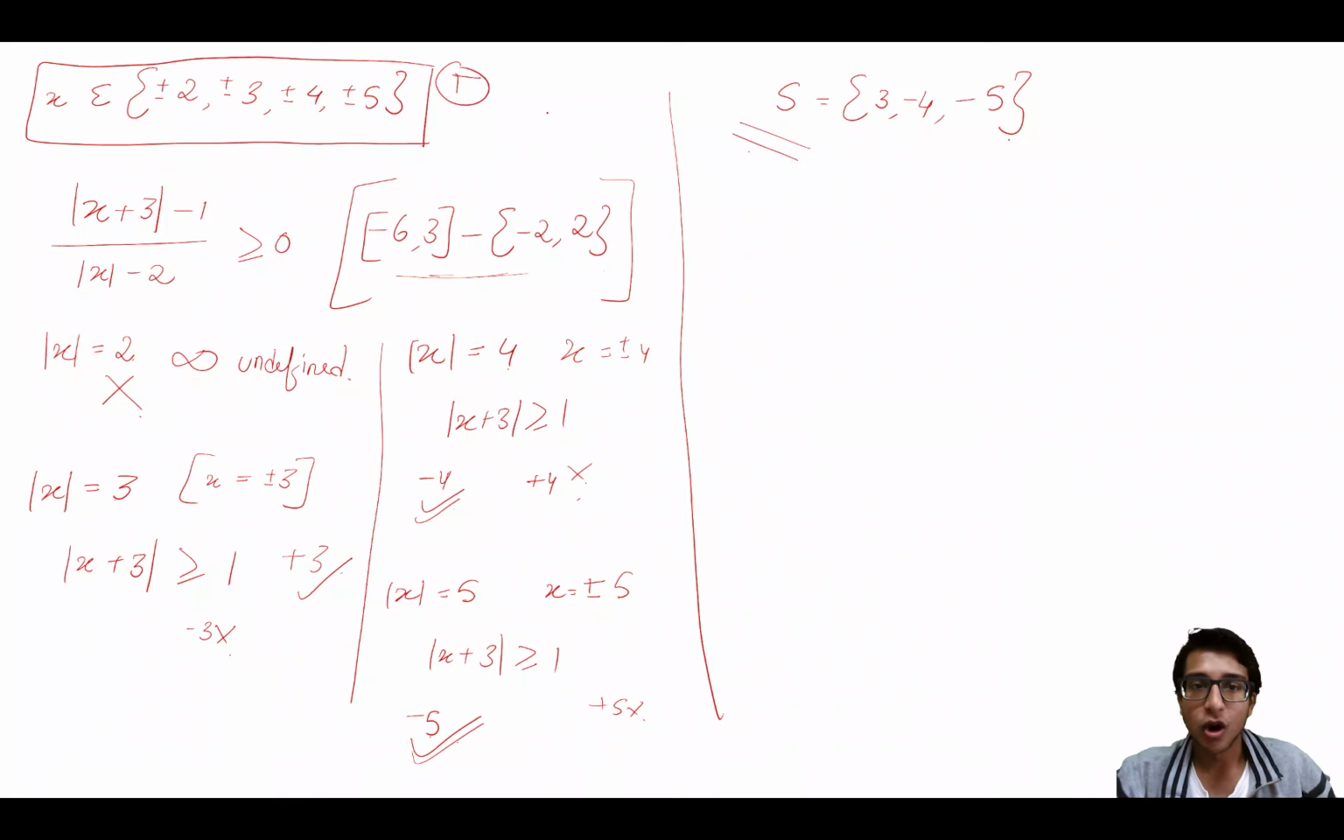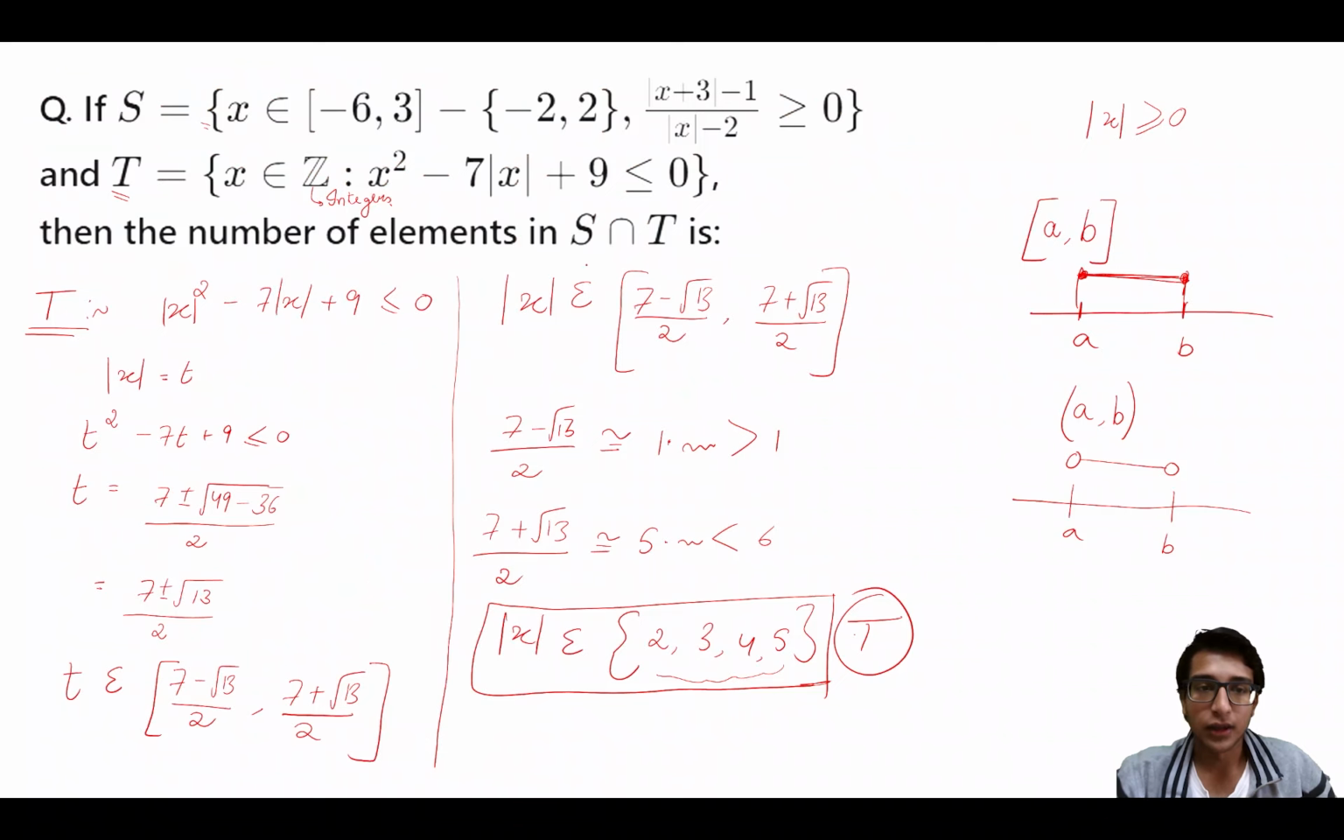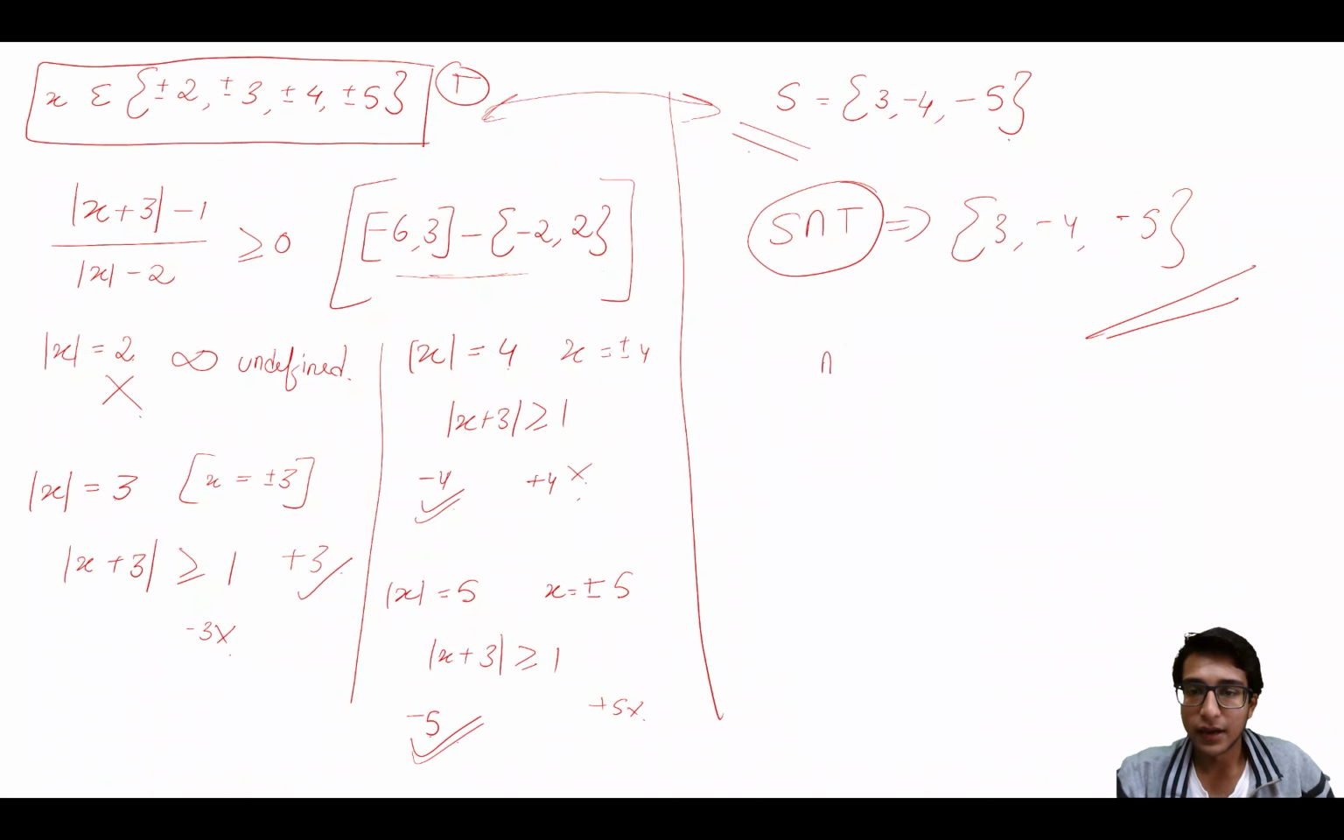Now what are the common elements from T and S? Because we need to find the intersection of S and T. So what are the common elements going to be? 3, minus 4, minus 5. So these become my answer. What was asked in the question? The number of elements in S intersection T. So this becomes 3. So n of S intersection T, that was what we had to find out. This becomes 3.